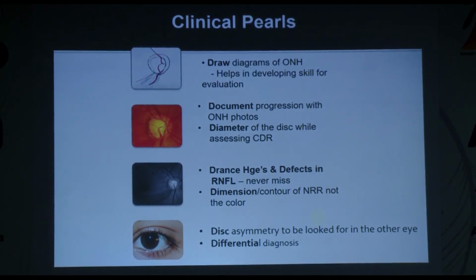And always mention the dimensions or the contour of the NRR, not the color. That's important in glaucoma. Disc asymmetry needs to be looked out for when comparing both the eyes, and always keep the differential diagnosis in mind.